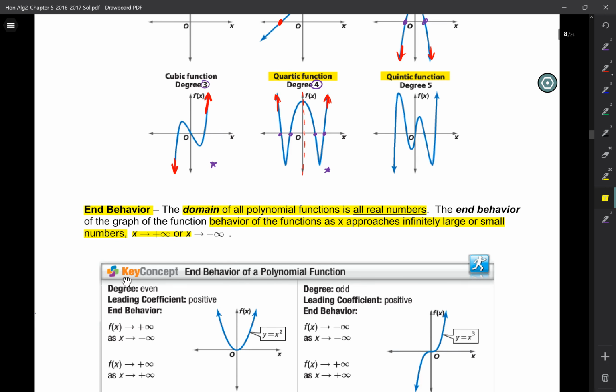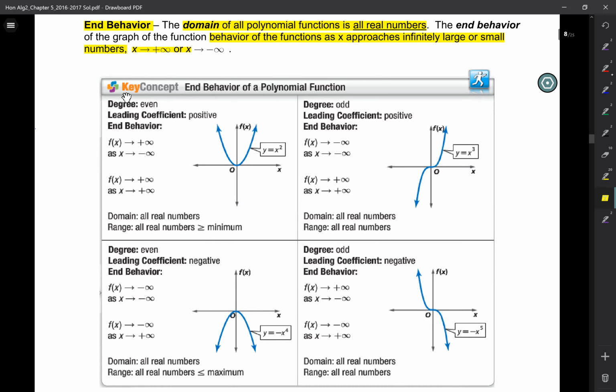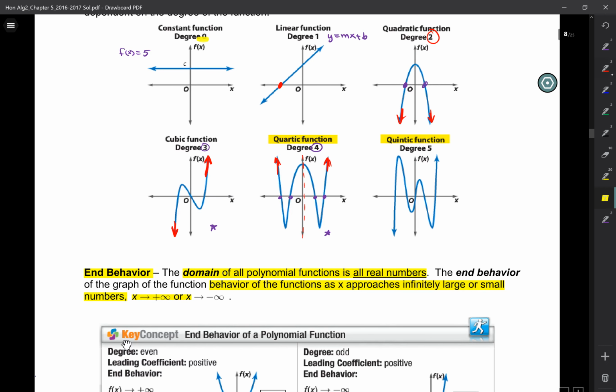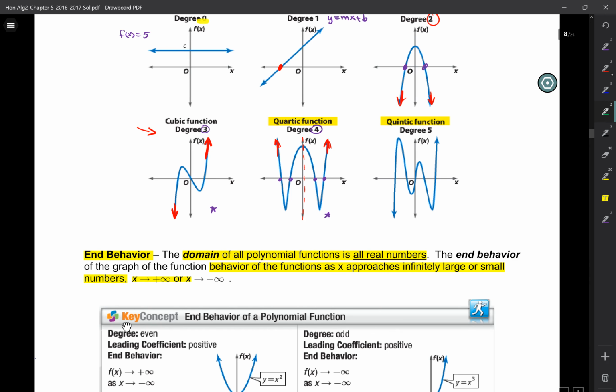All right? So let's take a look at this one here, the cubic function. Now, suppose my volunteer here, I have a volunteer, his name is Mr.